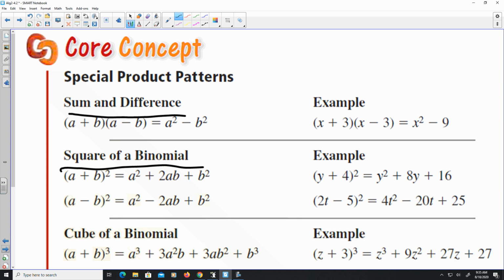foiling. So if you were to multiply out a plus b times the quantity a minus b, you would realize that the center common terms cancel each other out, so it's just going to be the square of a subtracted by the square of b. Same thing goes for the square of the binomial.